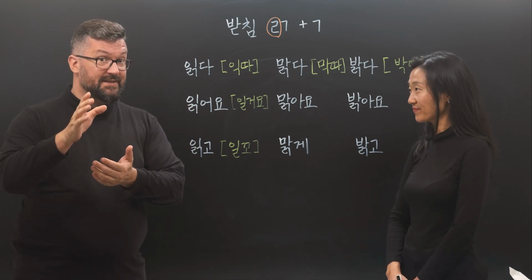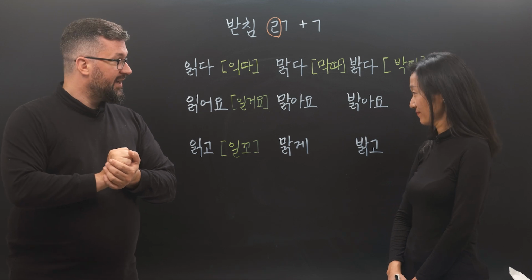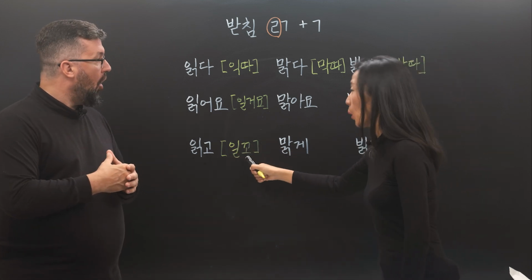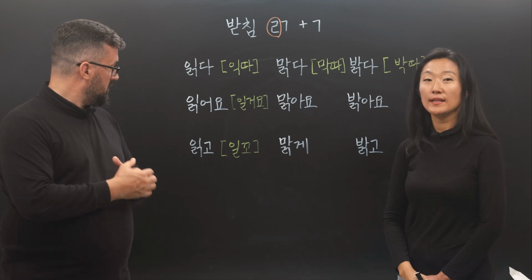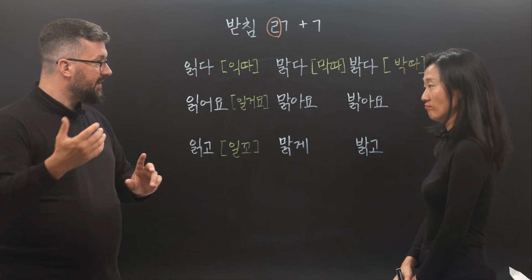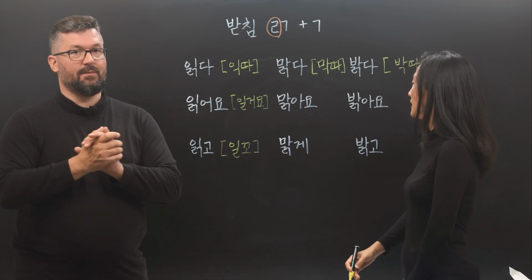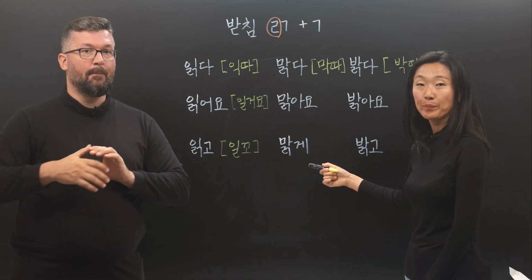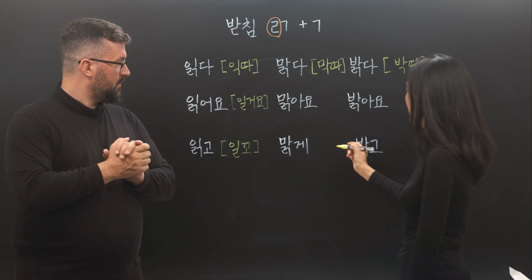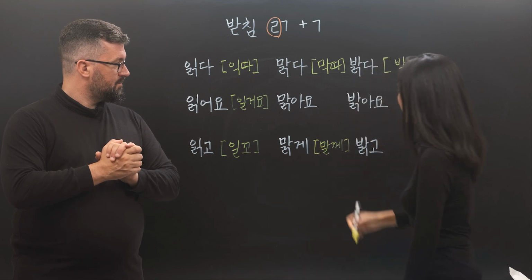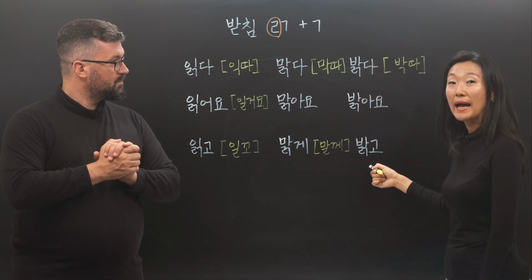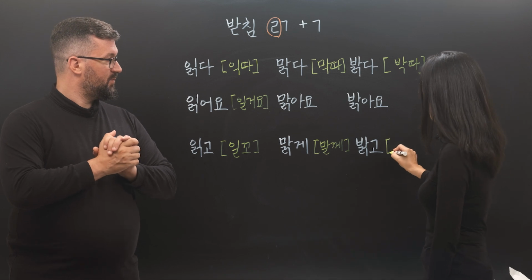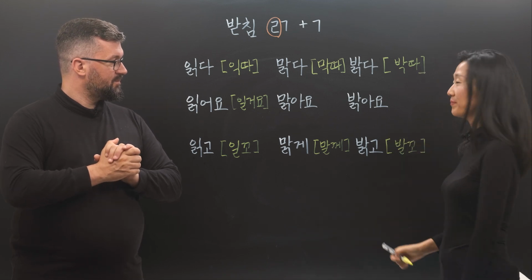Let's look at some examples to understand what we mean. Go. So 읽고. It's not 읽고, it's 읽고. And this one? 맑게. And 밟고.